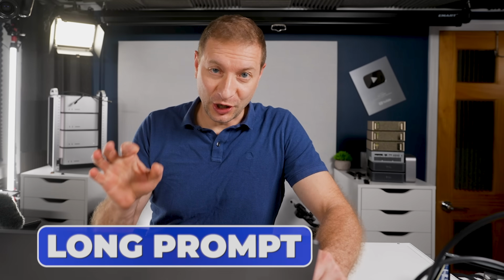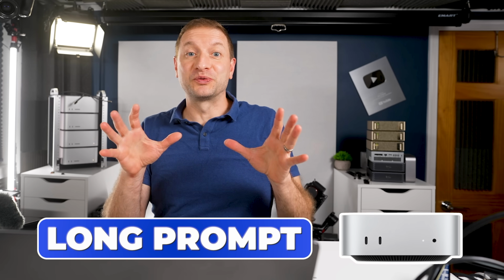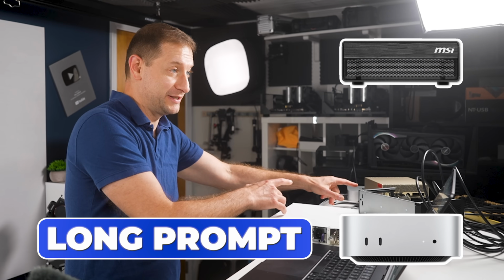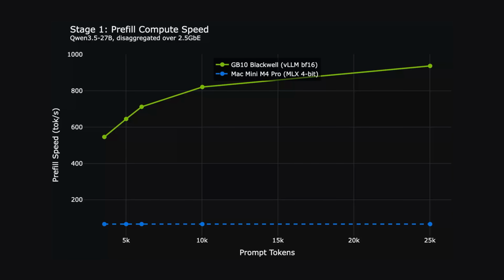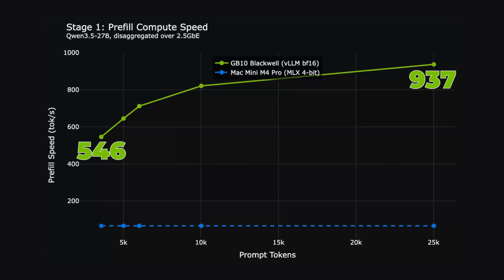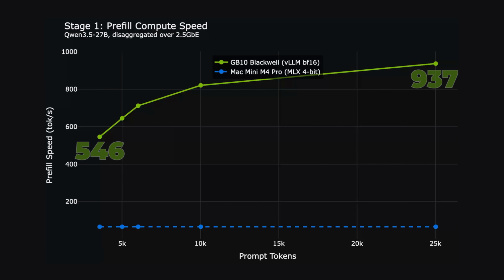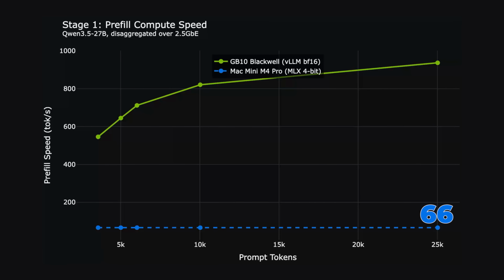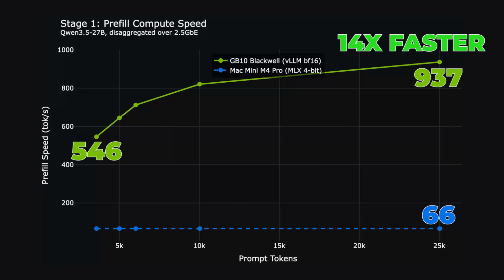So I sent a long prompt to the Mac Mini and watched it route the prefill to the GB10. The Blackwell GPU chewed through the tokens and sent the KV cache back. It worked! The GB10 prefilled at 546 to 937 tokens per second, depending on the prompt length. The Mac Mini, locally, 66 tokens per second. Up to 14 times faster on the GPU.